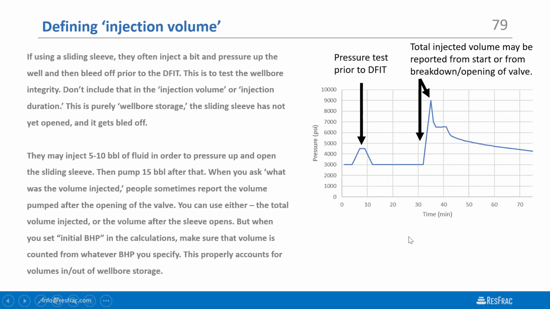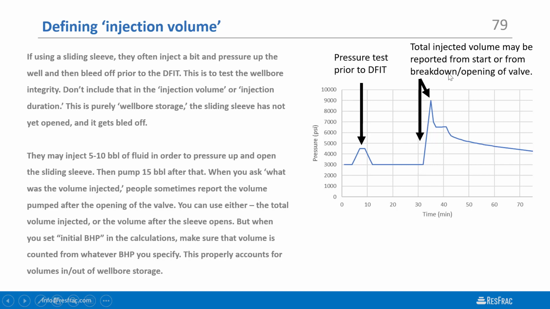Another one is defining the injection volume. So you've got to be careful here. First, often they'll do some pressure testing prior to the DFIT. So here they may have a toe valve. They're going to pressure up a little bit, just make sure pressure holds, and then they release that pressure. This is injection, but don't include that in the injection volume of the DFIT, obviously.